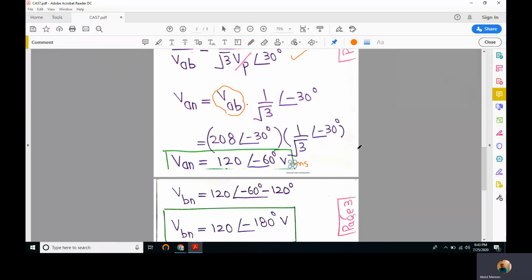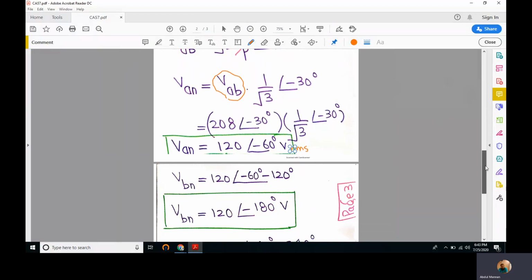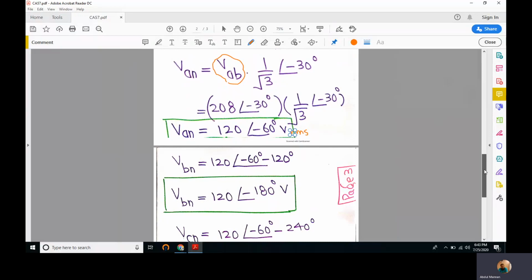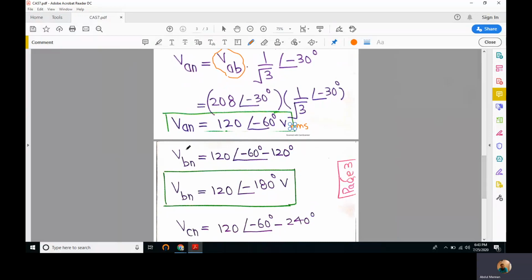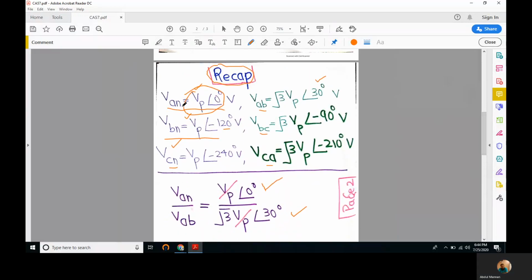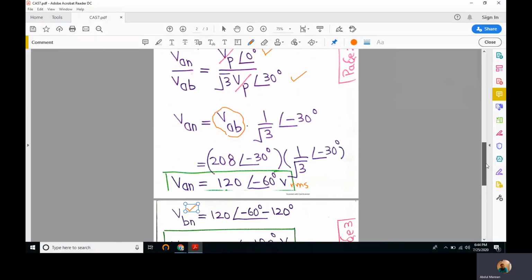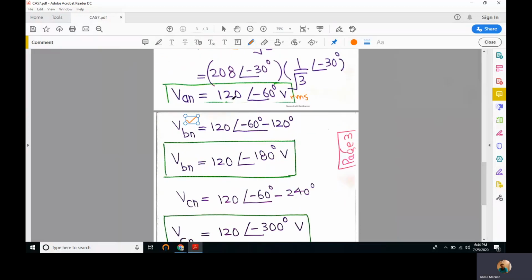Right. So once we have computed VAN, computing VBN and VCN is straightforward. To fulfill the requirement of a balanced three-phase system, VBN, we know it has to be 120 degrees lagging compared to VAN, as we have studied here. VAN is VP at an angle of 0, so VBN is the same magnitude at an angle of minus 120 degrees lagging. So it's super simple. VAN is 120 at an angle of minus 60.